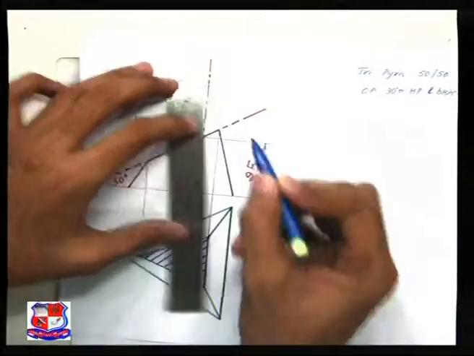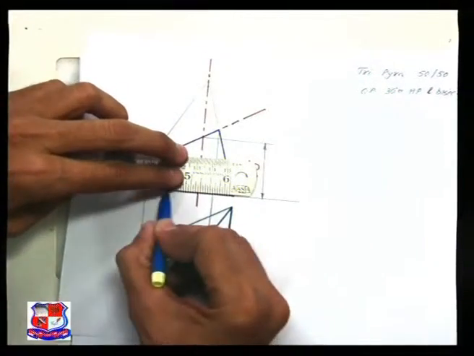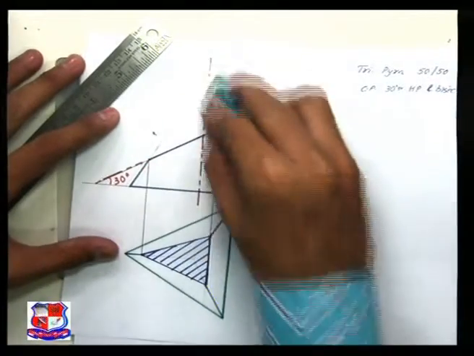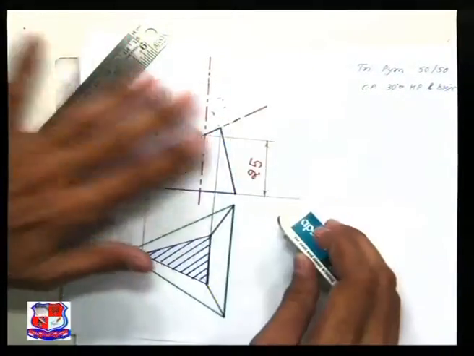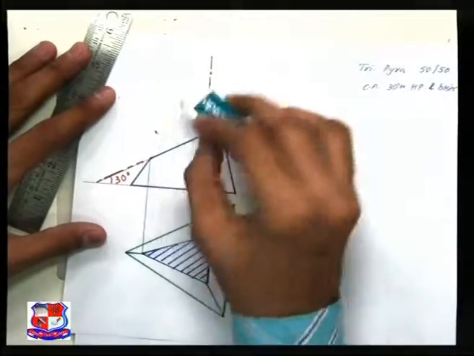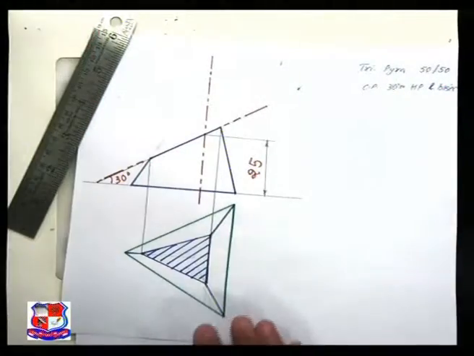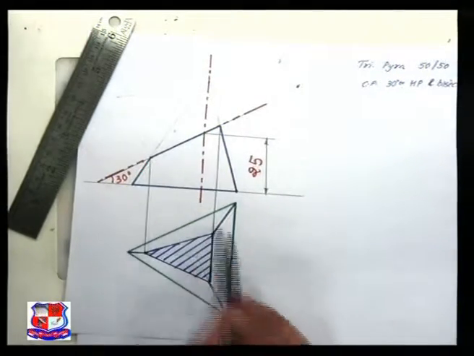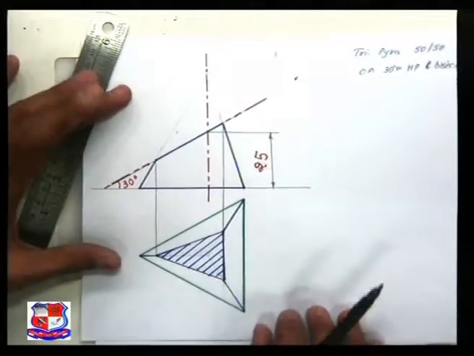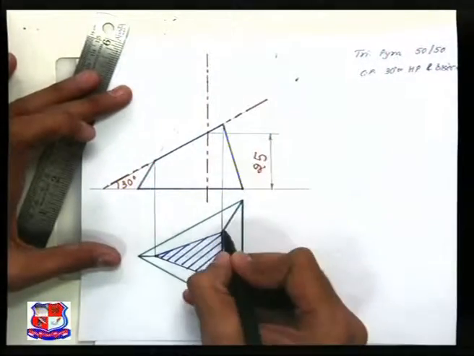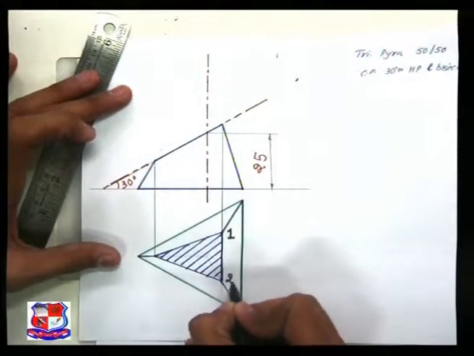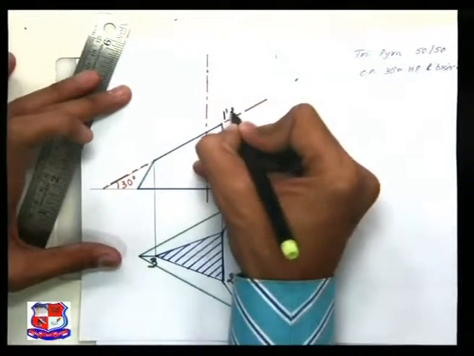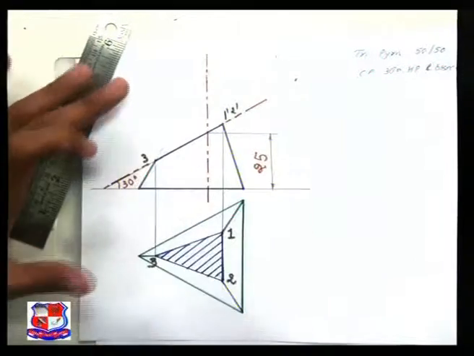So darken the remaining portion like this, and this upper portion can be erased or lightened like this. So draw it very much lighter or erase it, and this represents the front view, this represents the sectional top view. Similarly, you can name the points. Here point number 1 is there, here point number 2 is there, here point number 3 is there. So 1 dash and 2 dash would be here, point number 3 is here.